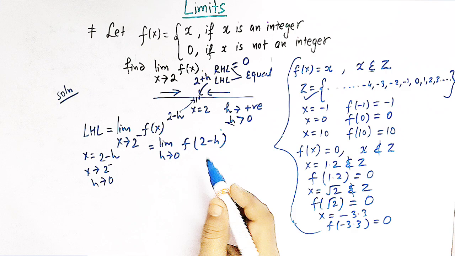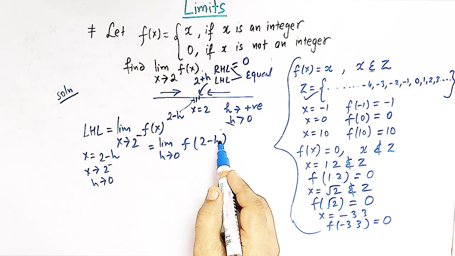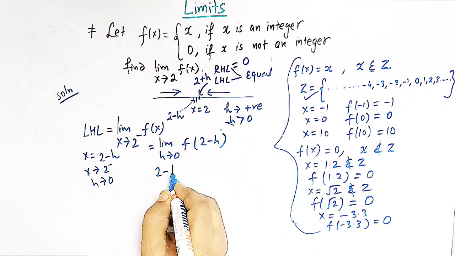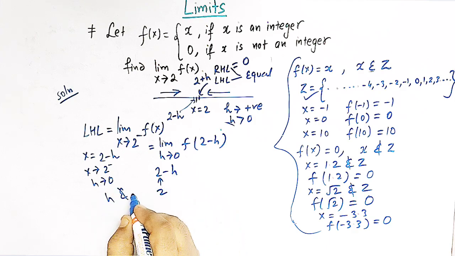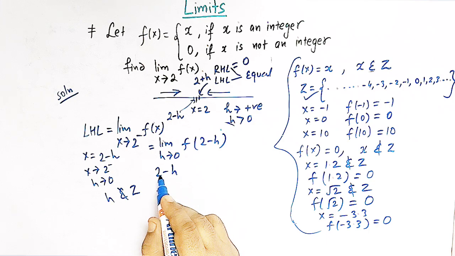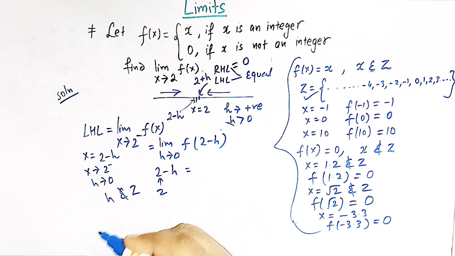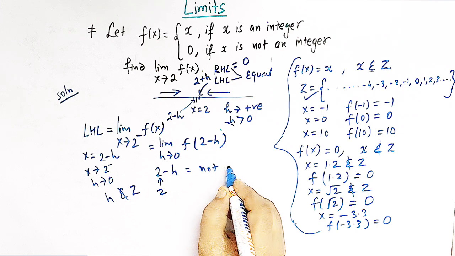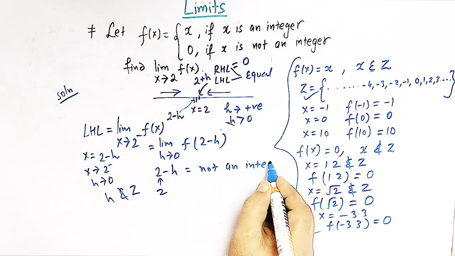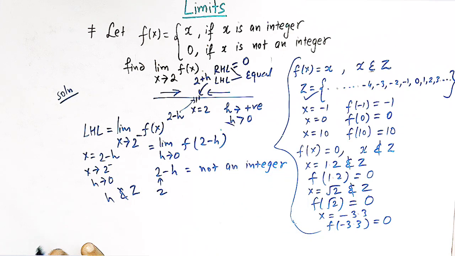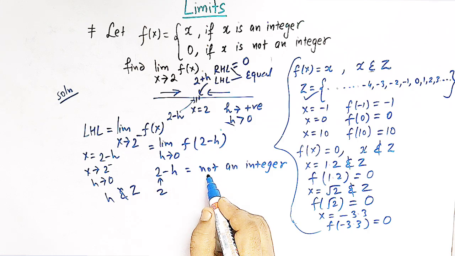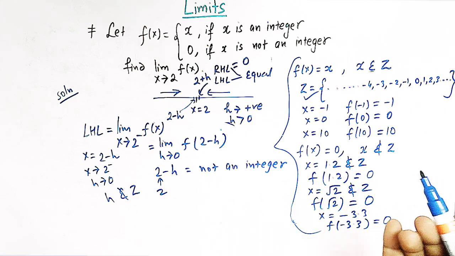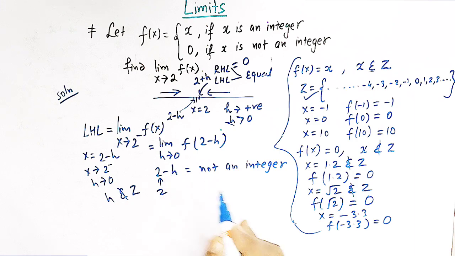Now again we can make a similar argument here. See, 2 minus h. Now 2 is an integer and h is not an integer. So if we subtract this h from 2, we'll get a non-integer, right? So when we subtract two numbers out of which one is an integer and the other is a non-integer, then the difference must be a non-integer. So 2 minus h is not an integer.